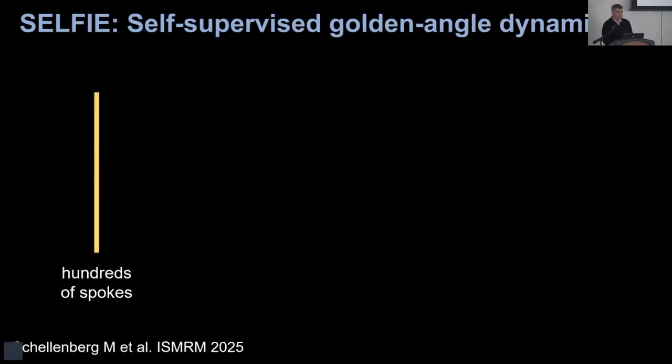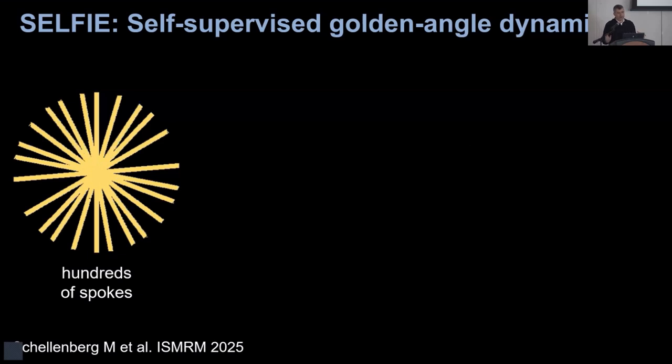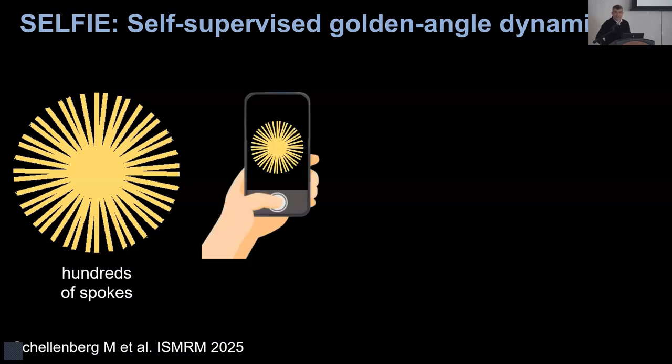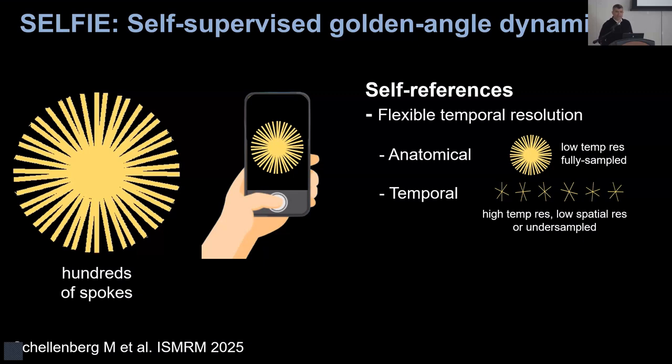So that brings me to the topic today. Can we find a way to self-supervise this reconstruction so we can remove the dependence on compressed sensing to train this neural network? For that, after doing our golden angle radial acquisition, maybe we can take a selfie and look back at this acquisition. If we look back at that, we can see that we can extract some self-references directly from the data by using the property that golden angle acquisitions enable flexible temporal resolutions.